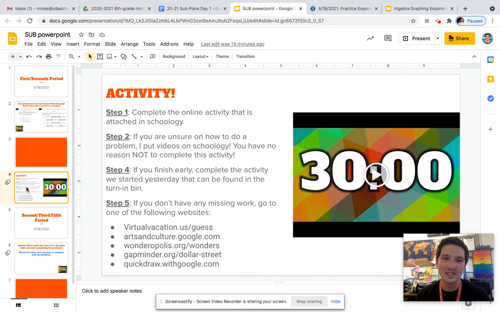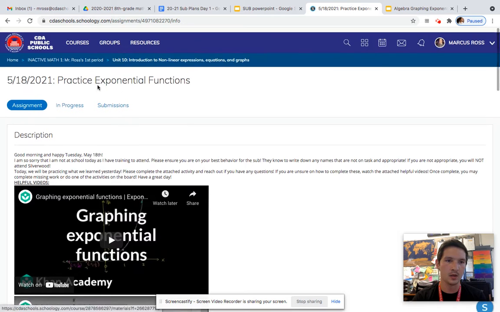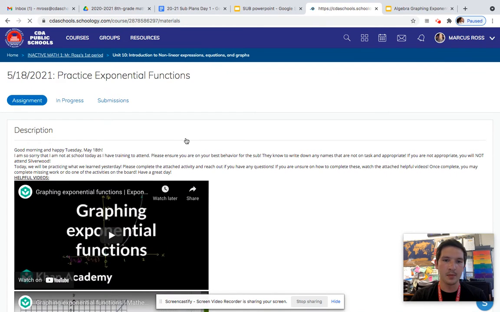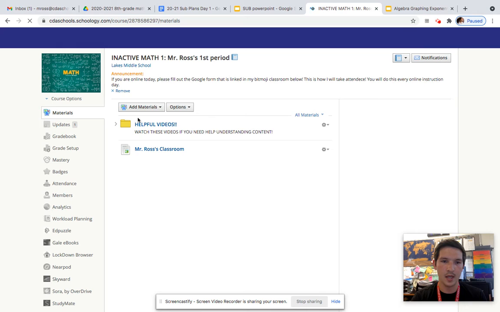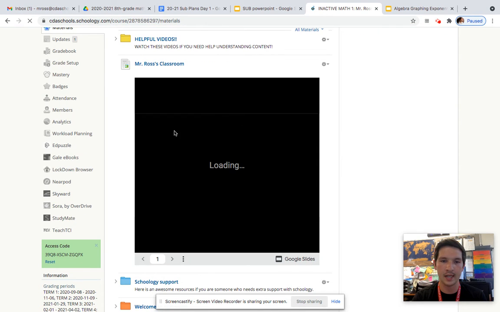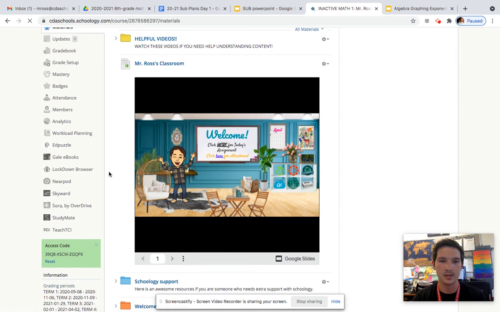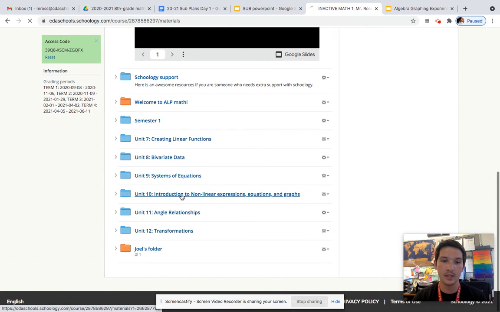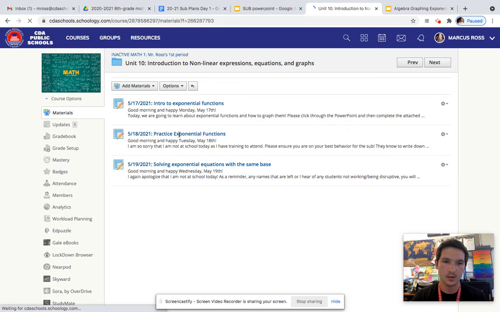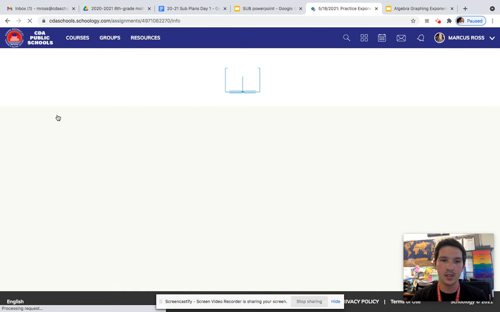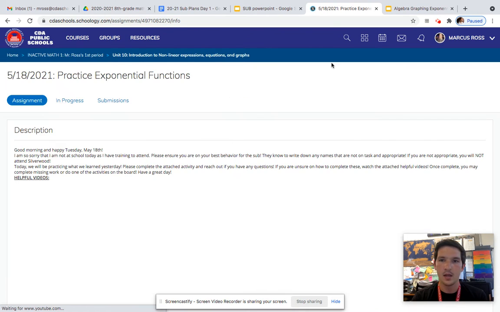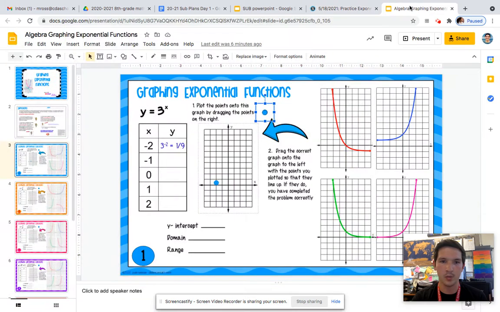Anyways, today's activity: you're going to practice what we started yesterday, some exponential functions. And so you're going to go to Schoology. I'm using period 1 as an example. You have your home page here, and you all know to click on this Bitmoji link here for today's activity. I don't have it linked here, so I'm going to go the long way. Then, if you scroll all the way down, you have your activity. You can click on it, and it's going to open it up.